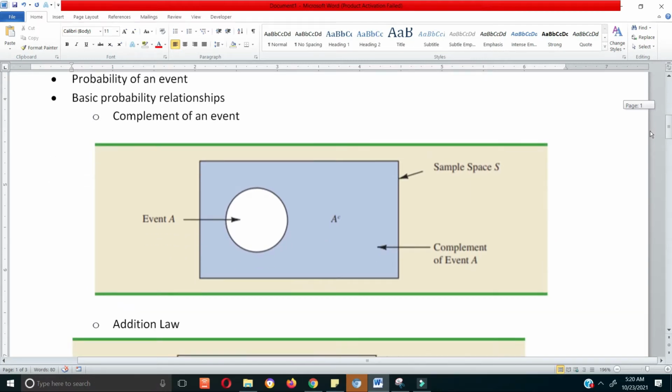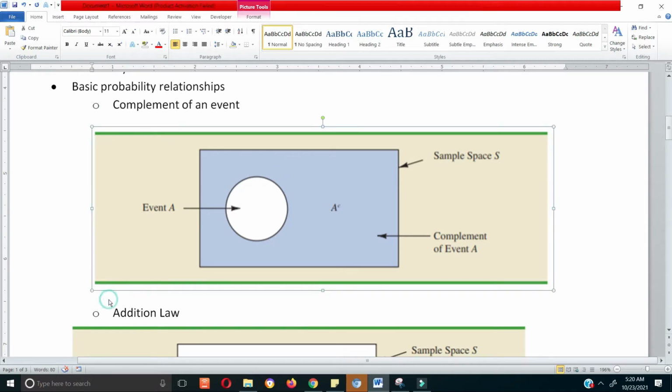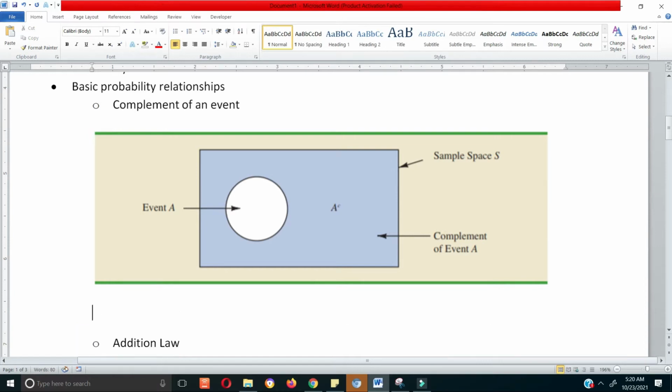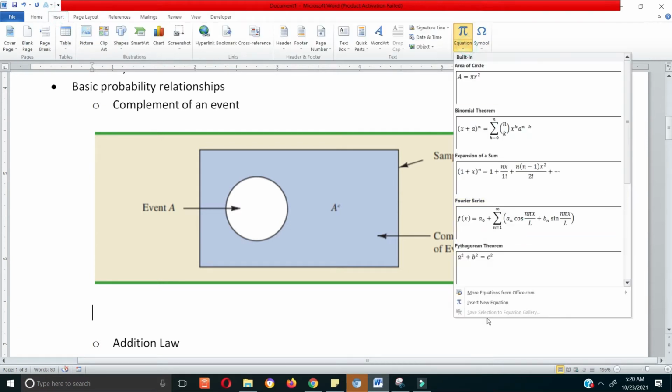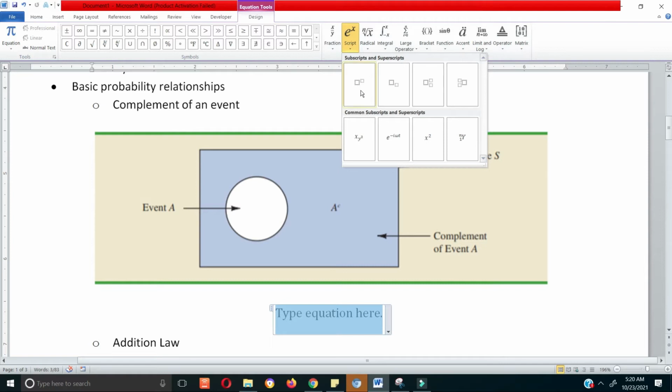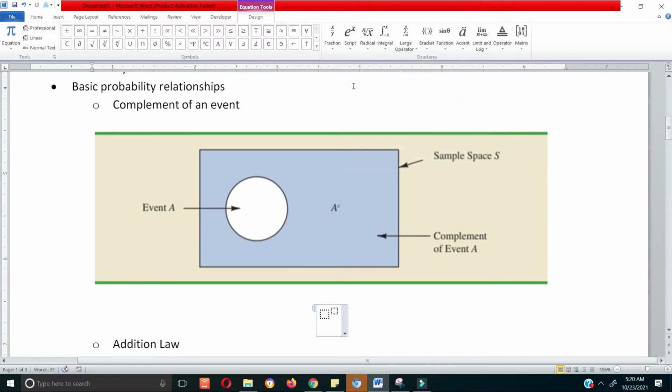There are some basic probability relationships you could look at. There's what you call the complement of an event. The complement is simply the event that does not happen. If the event is A, let me write it out: the probability of A complement plus the probability of A should give us 1.